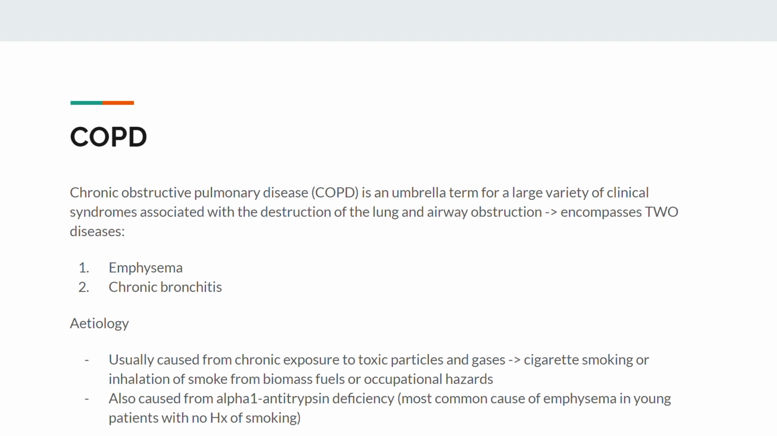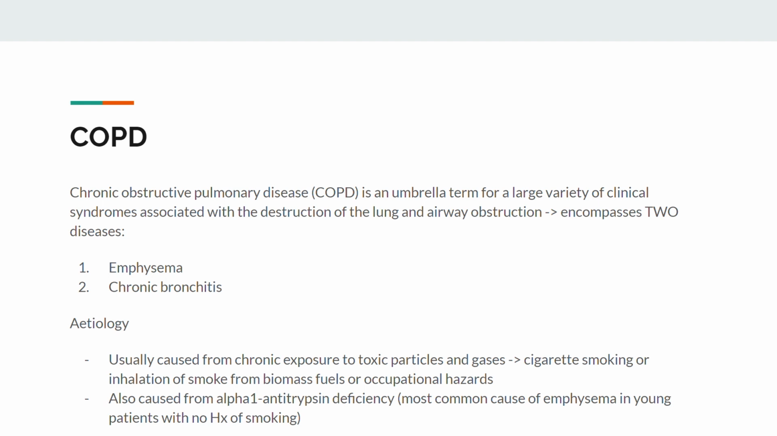So chronic obstructive pulmonary disease, COPD, is an umbrella term to describe two real clinical syndromes that are associated with the destruction of the lung and airway obstruction. So it's an obstructive disease. And the two diseases that you need to know that make up COPD, and they exist on a spectrum between the two of them, are emphysema and chronic bronchitis. And we'll talk about both of these specifically in a minute.